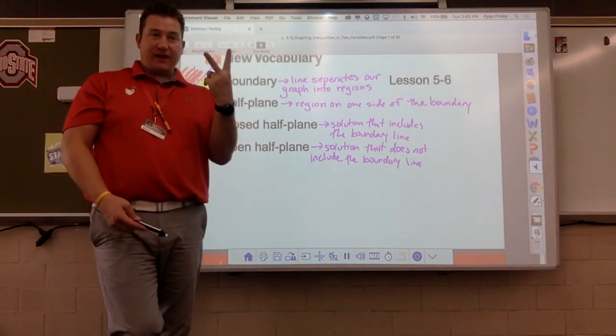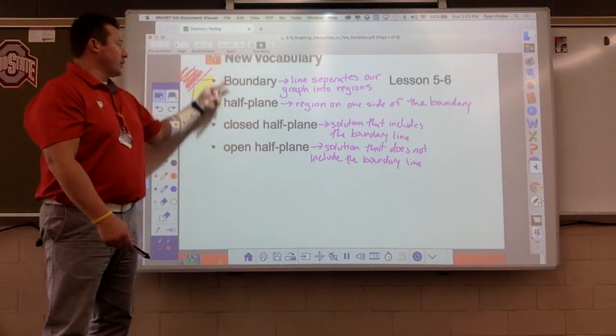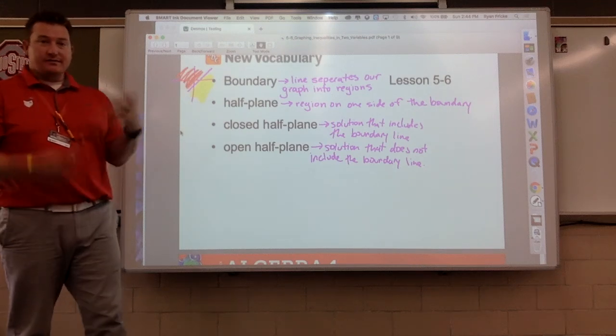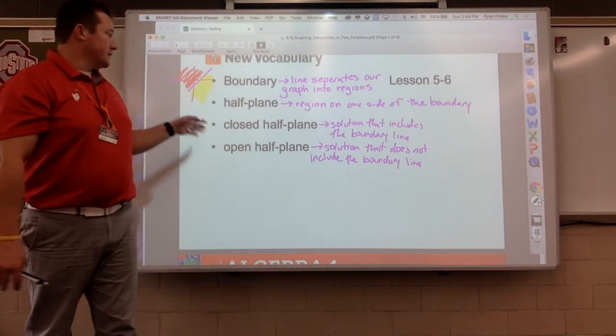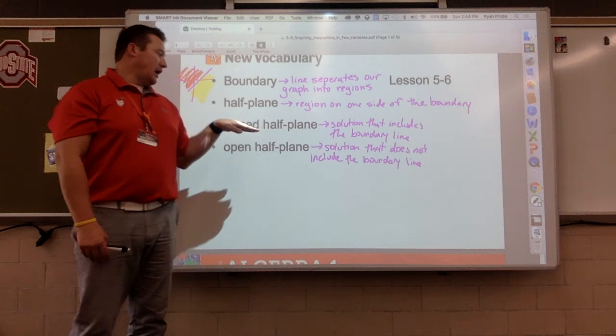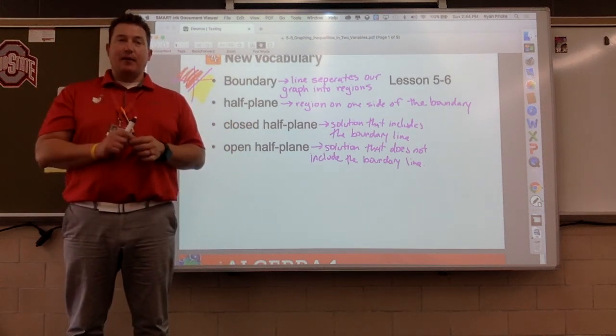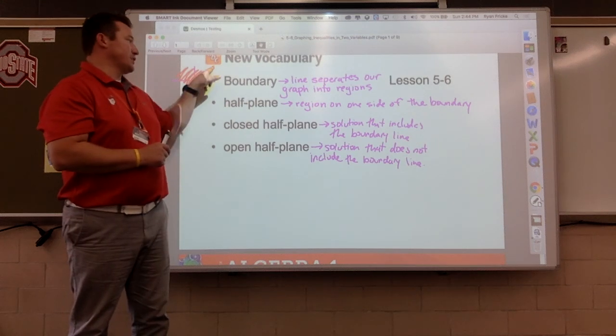The half plane, well, we have two halves make a whole, right? So on our graph, we will have our boundary line, and then each one of those areas, they're just going to call a half plane. Okay? We have open and closed half planes depending upon what kind of line my boundary is.